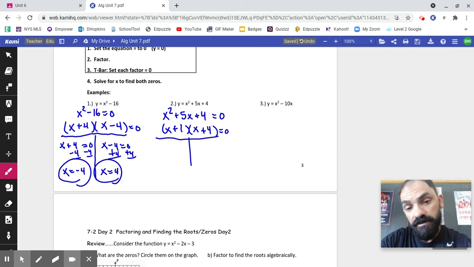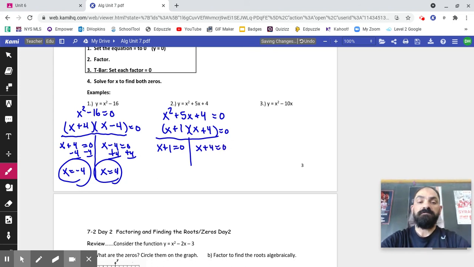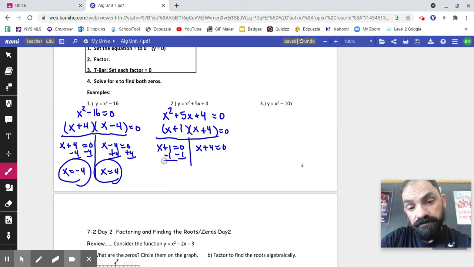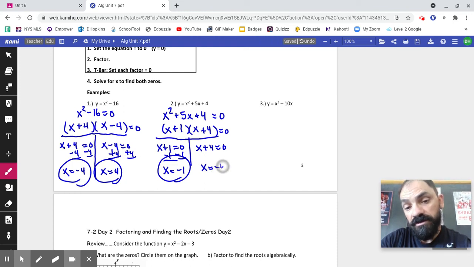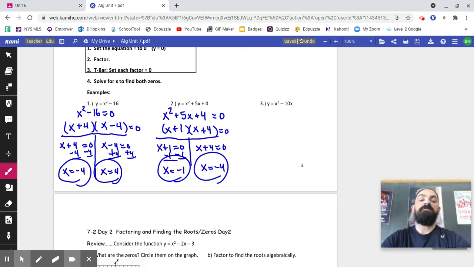T-bar it. X plus 1 equals 0. X plus 4 equals 0. Solve for x. If I subtract 1, and over here, if I take the 4 to the other side, you get x equals -4, right? There's your 2 answers.